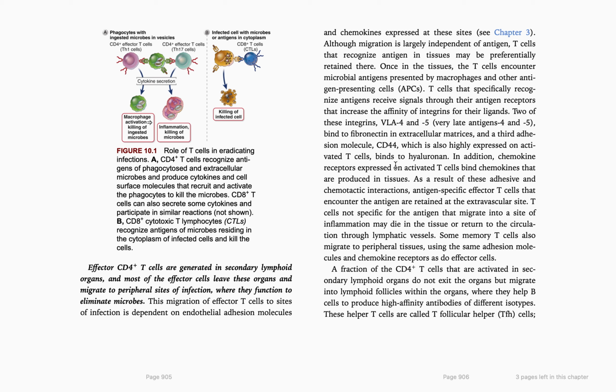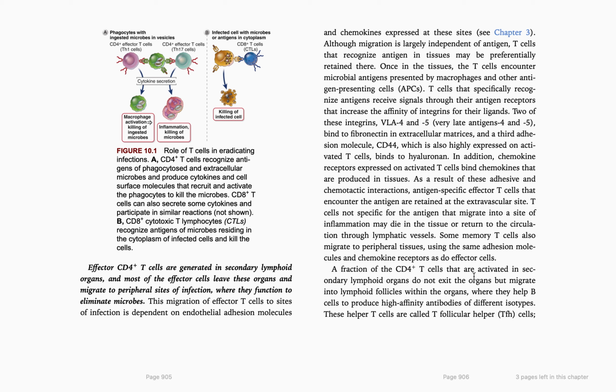In addition, chemokine receptors expressed on activated T cells bind chemokines that are produced in the tissue. As a result of this adhesion and chemotactic interaction, antigen-specific effector T cells that encounter the antigen are retained at the extracellular site. T cells not specific for the antigen that migrate into a site of inflammation may die in the tissue or return to circulation through the lymphatic vessels.